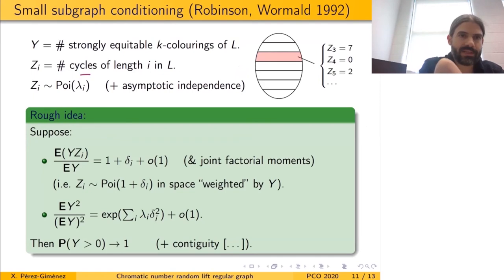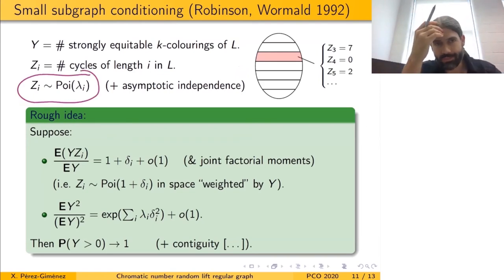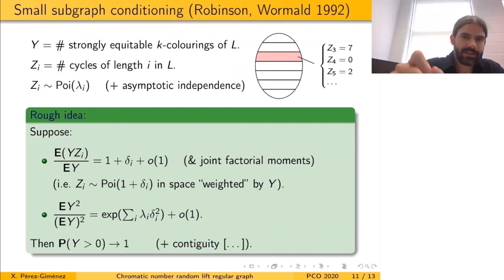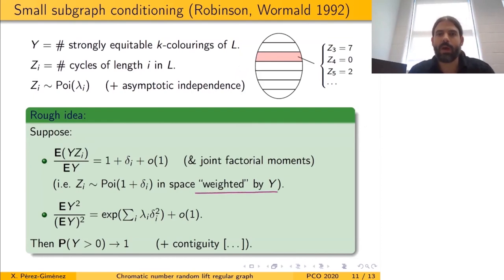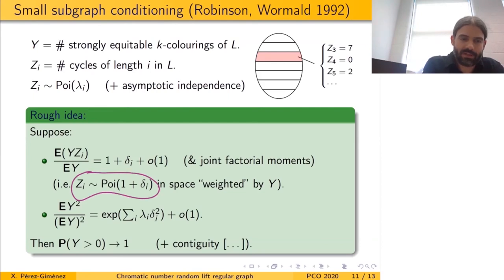Well, we agreed that the cycle counts were Poisson in the limit. Suppose that you consider a different probability space in which instead of picking the random lifts uniformly, you weight them by Y. So the weight that you pick a random lift is proportional to the number of colorings it has. In this weighted probability space, it turns out that the cycle counts are still Poisson for some different parameters. How do you show that?